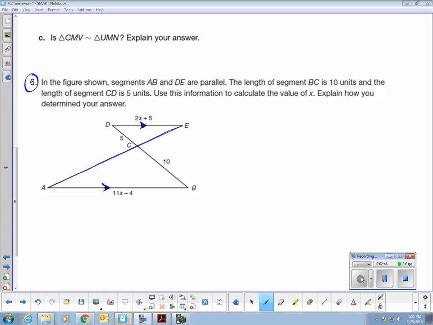we can now conclude that angle A and angle E are congruent since they are alternate interior angles. And these two angles are vertical angles. So by the angle similarity postulate, we can now say that these two triangles are similar to one another.